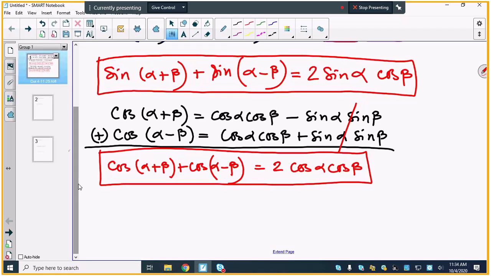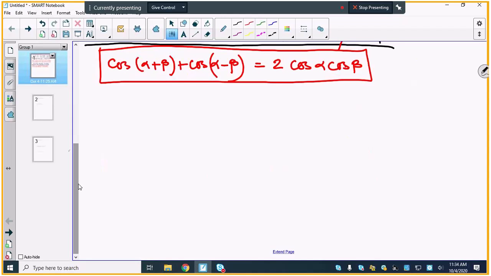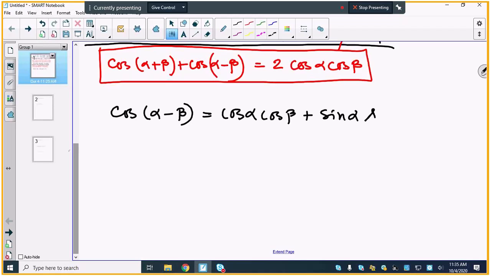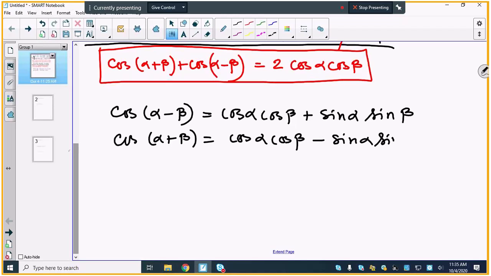So unlike the first one where I multiplied a sine term with a cosine term, in this formula you multiply two cosine terms. So what I will do is a little variation of the last example. I will still work with cosine alpha plus beta and cosine alpha minus beta, but this time I will start with cosine alpha minus beta, which we know is cosine alpha cosine beta plus sine alpha sine beta. Then I will write down cosine alpha plus beta, which will be cosine alpha cosine beta minus sine alpha sine beta.